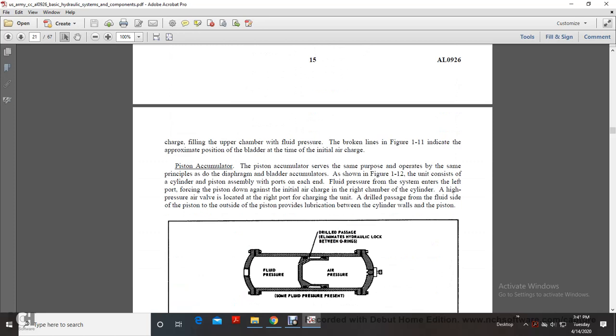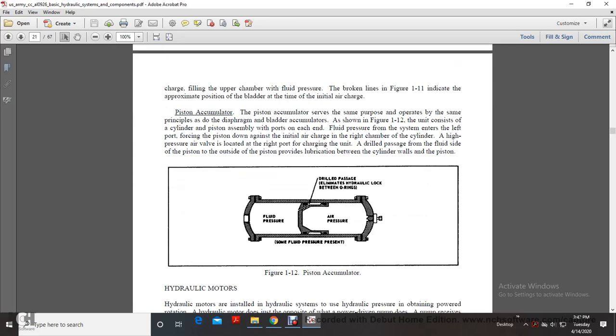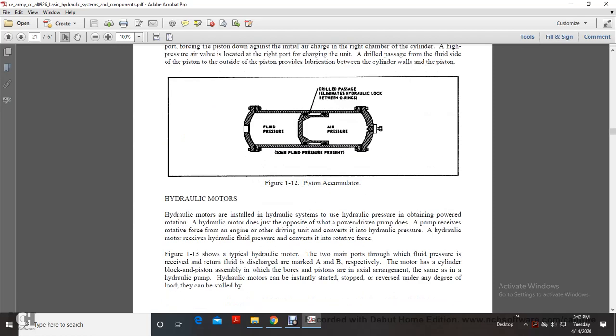Piston accumulator. Piston accumulators serve the same purpose and operate on the same principle as the diaphragm and bladder accumulators. Shown in Figure 112 is a unit with a cylinder and piston assembly with ports on each end. Fluid pressure of the system enters the left port, forcing the piston down against the initial air charge in the right chamber of the cylinder. The high pressure air valve is located on the right port for charging the unit. Drilled passages on the fluid side of the piston provide lubrication between the cylinder walls and piston. So this shows your fluid pressure, and the drilled passages eliminate hydraulic lock between the O-rings and the air pressure. So this is your piston accumulator.